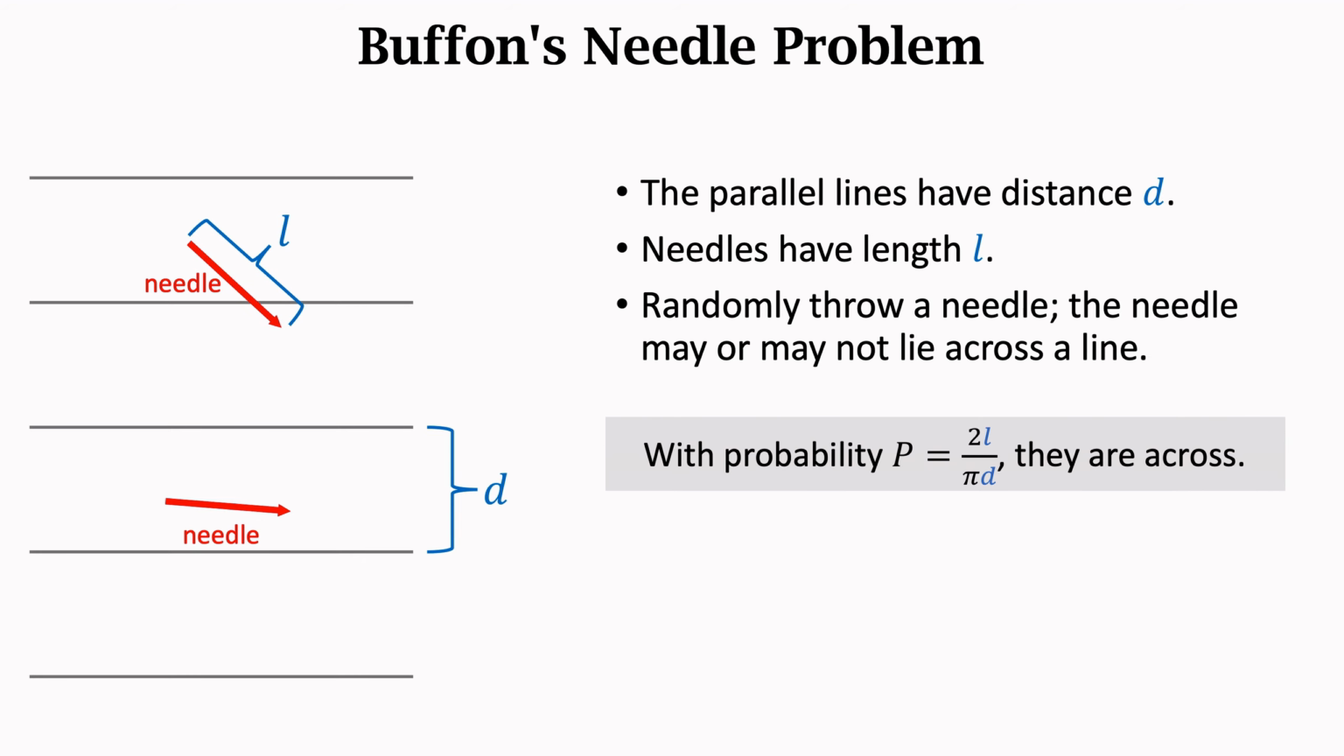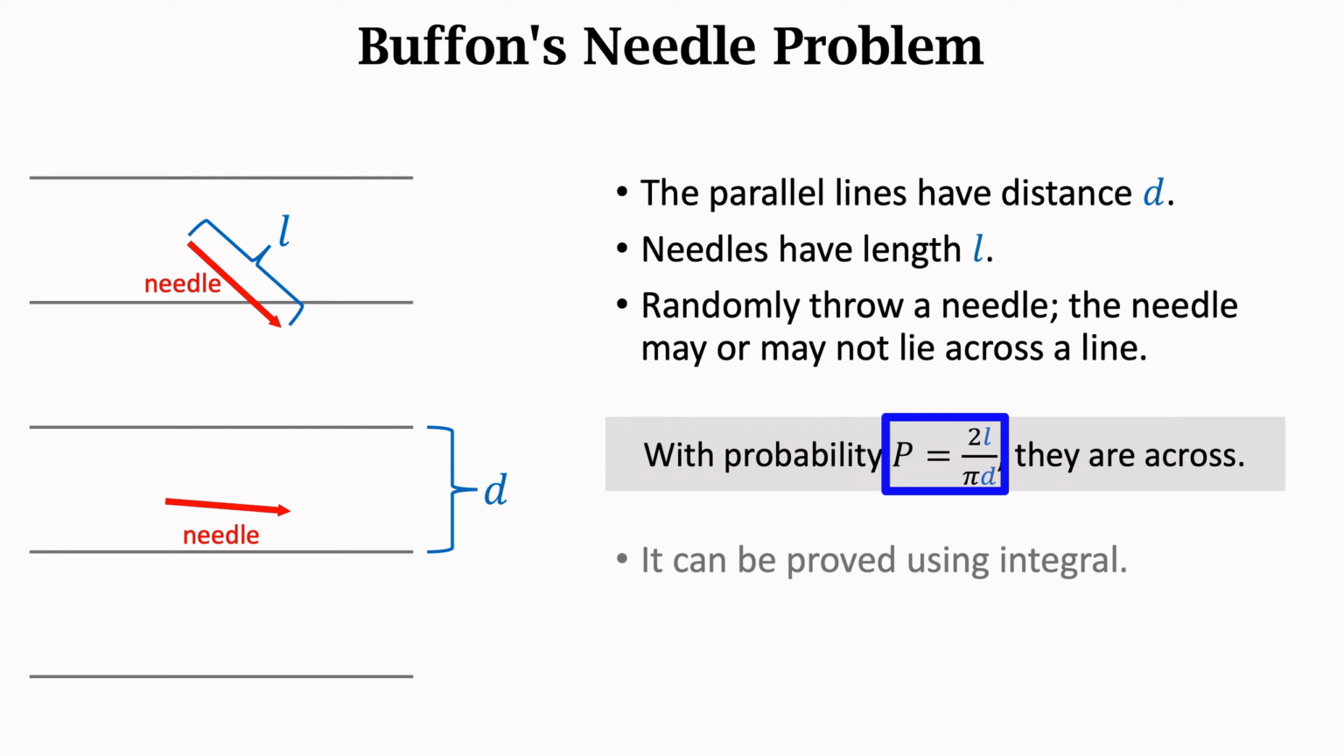Assume the location and angle of the needles are uniformly distributed. Then, with probability p equal to 2L over pi d, a needle lies across a line. The probability is related to pi. That's why we can use this equation to approximate pi. This equation can be proven using integrals.